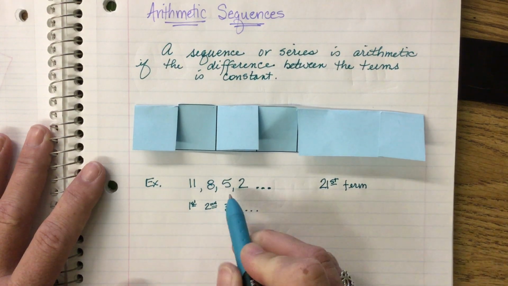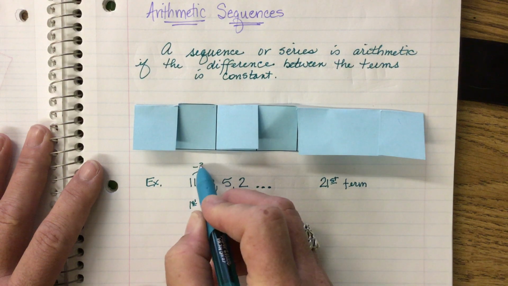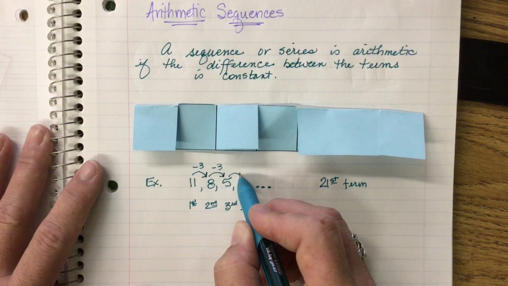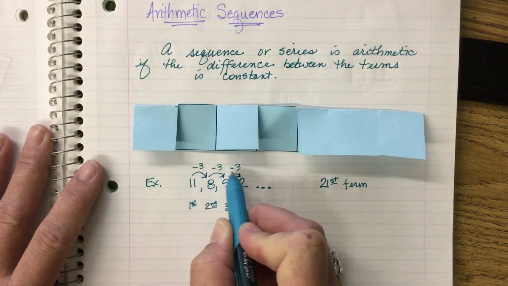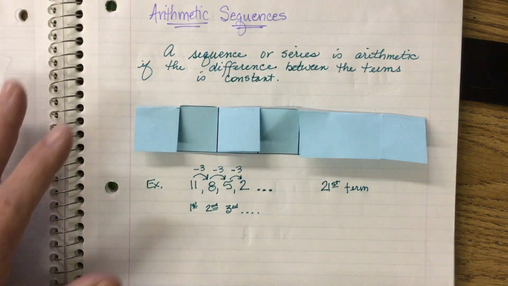So what am I doing? I'm subtracting 3, aren't I? 8 to 5 is subtracting 3. So I have a constant of subtraction, don't I? So what does that mean?